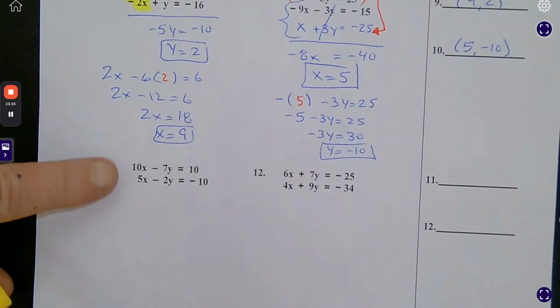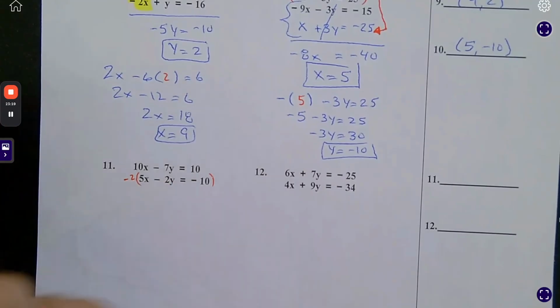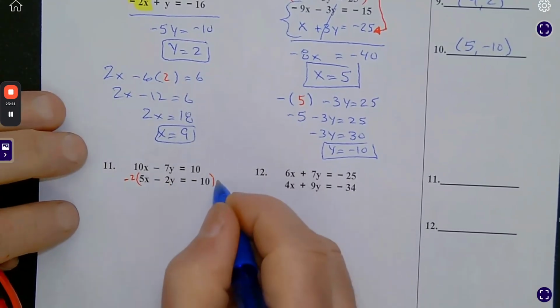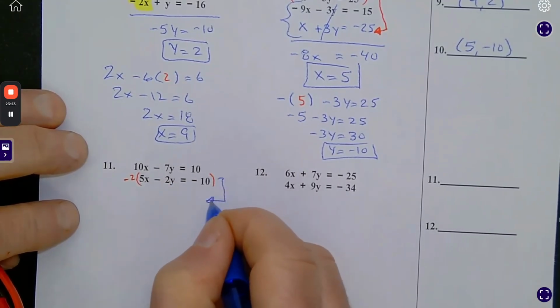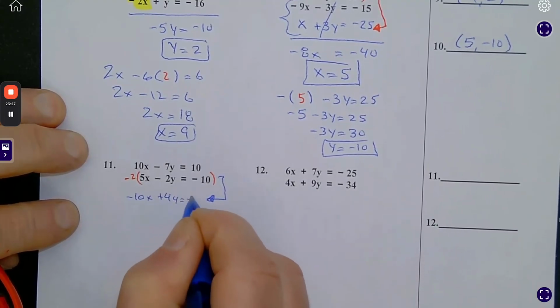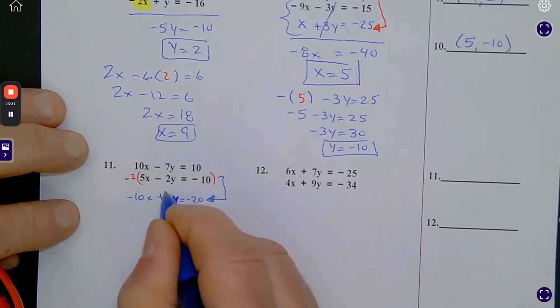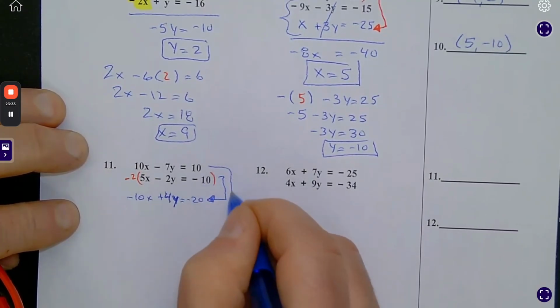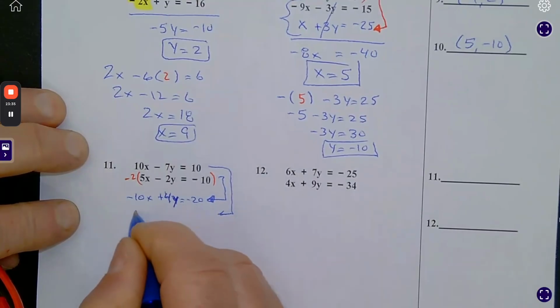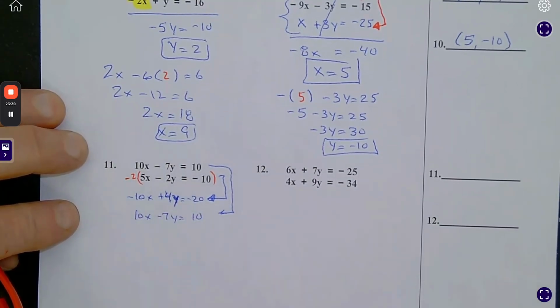Okay, on this one, it looks like I can get away with multiplying the bottom equation by a -2, because that'll give me -10, which is the opposite of +10. So I'm going to multiply this by -2, bring it down. So that's -10x plus 4y equals -20. Bring this down. 10x minus 7y equals 10.